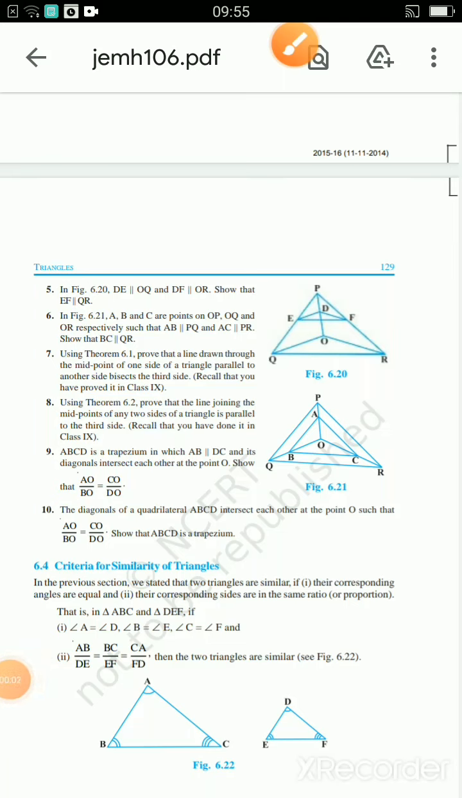In the previous video, I had explained you till question number 8. Now let's come to question number 9. It states that ABCD is a trapezium in which AB parallel DC and its diagonals intersect each other at point O. You have to show that AO upon BO is equal to CO upon DO.